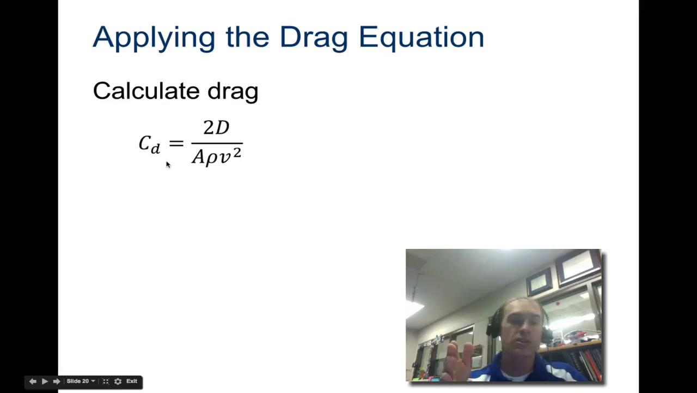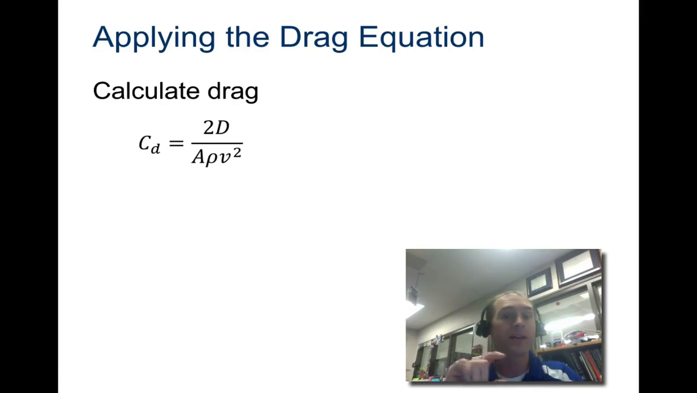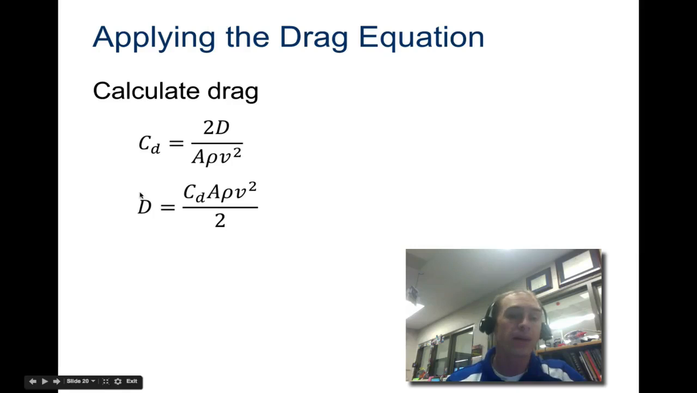So what I would suggest you do is write down CD equals, and then A equals, rho equals, V equals. Identify all your variables first. And then if we figure out what D equals, we can just rearrange the equation. So we're multiplying by A rho V squared on both sides. It moves it over here. And then divide by 2, so the 2 is in the denominator. So we end up with this equation here.